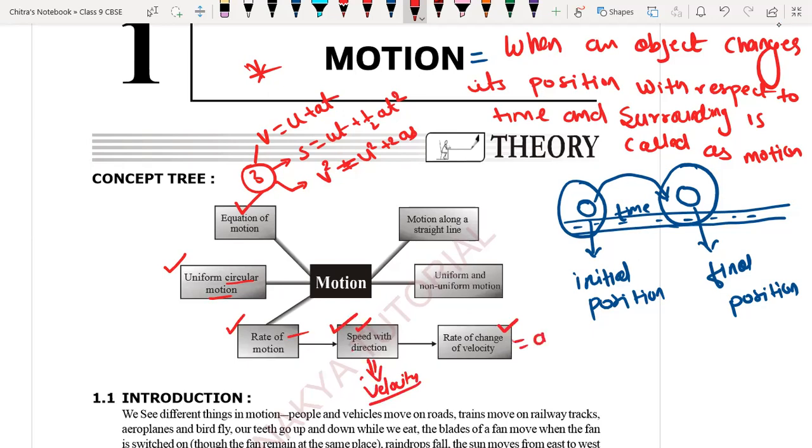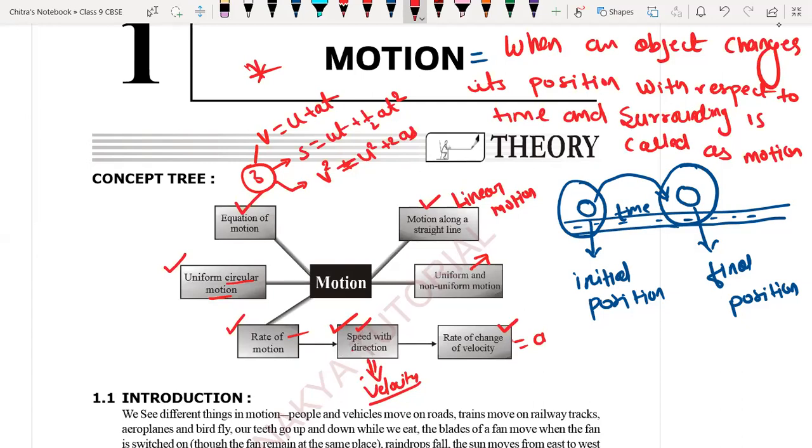Motion along a straight line is also called linear motion. We will cover that also. It is also called straight line motion or linear motion. Linear means in a line, in a straight line path. And we will cover uniform and non-uniform motion. Very important. So all these points we are going to cover in this chapter.